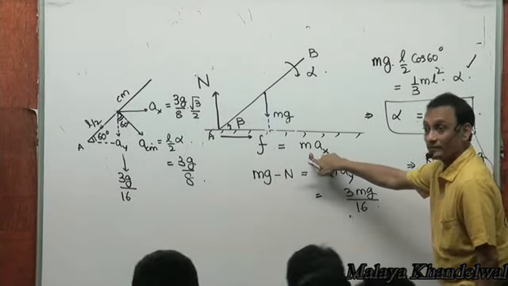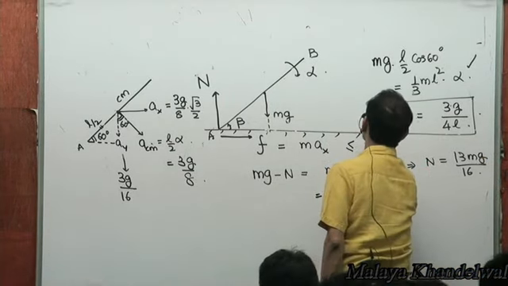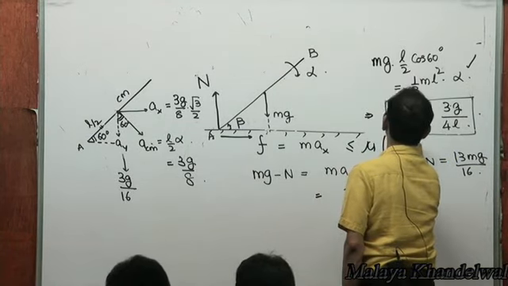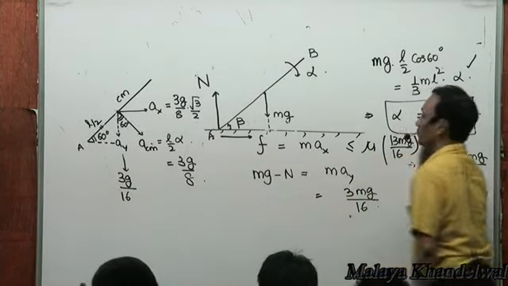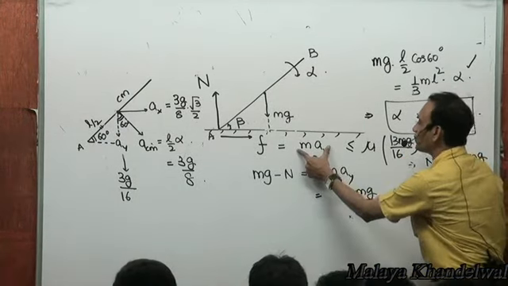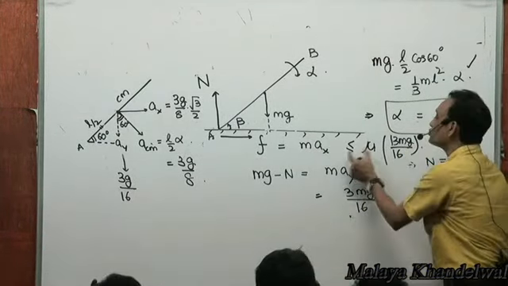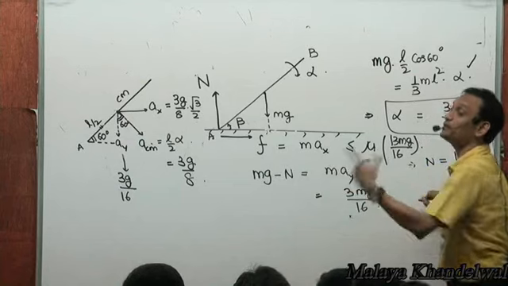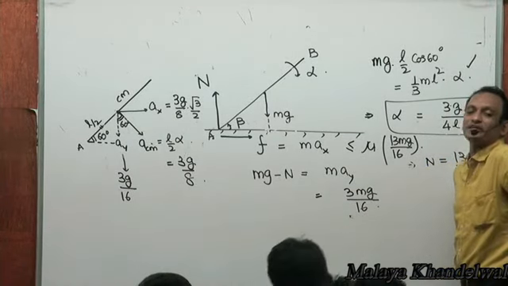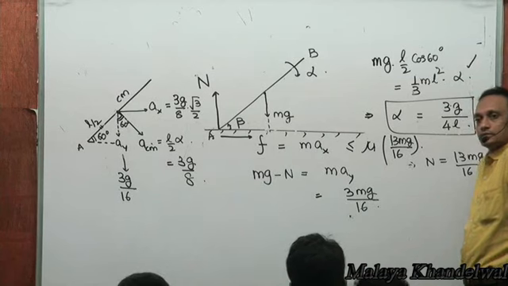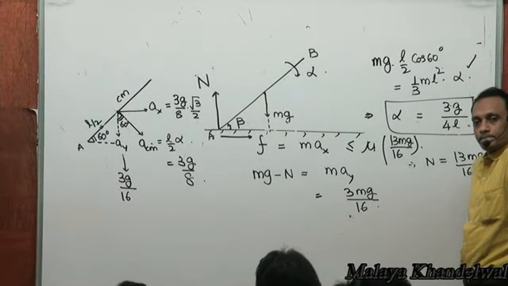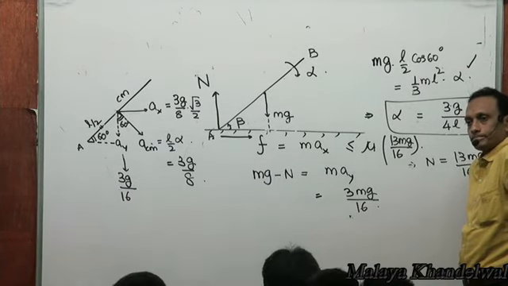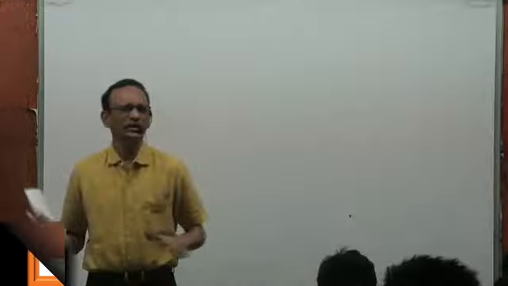Now F is always less than or equal to mu times N. So mu will be greater than or equal to max divided by this. So the minimum mu will be max divided by this. Ax is known. So that will give me the minimum mu that will make the motion compatible with the given conditions. Right?